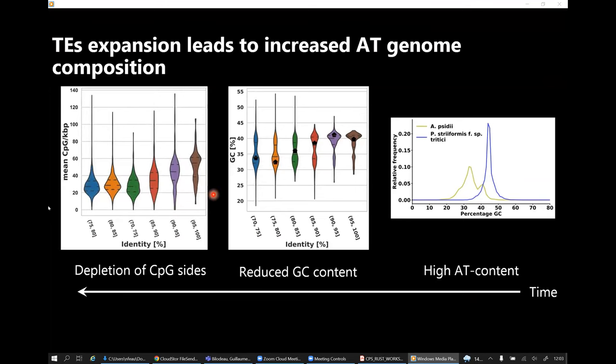Consistent with this, we also find a depletion of CpG sites. CpG sites are important for methylation. Again, over time we see a depletion of CpG sites in older TEs, again an indication for a specific mechanism that involves methylation, as a conversion of cytosines to thymines, which is a very classic mutation signature mediated by methylation.